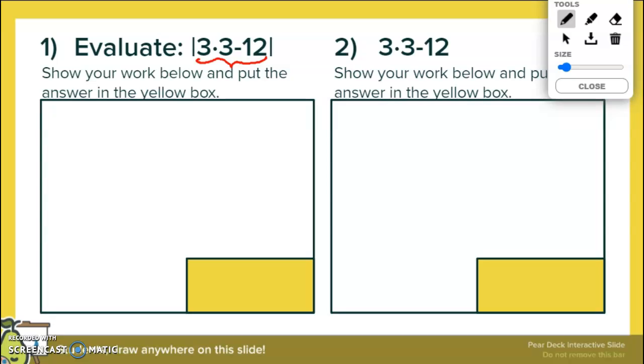So you have 3 times 3. 3 times 3 is 9, minus 12. We still haven't taken care of the absolute value symbol, so that stays. Now inside the absolute value, 9 minus 12 is negative 3. Now that you are down to just one number, this is when you evaluate the absolute value of a number. You can't do it at an earlier stage because you have not evaluated the inside. Now that we are down to one number, that's when you evaluate it.